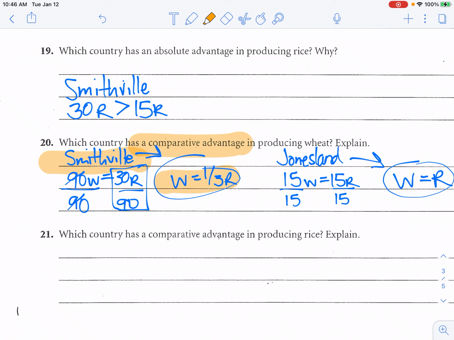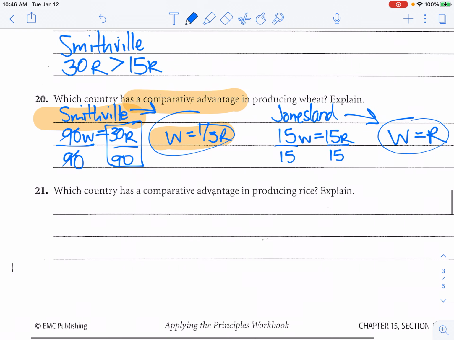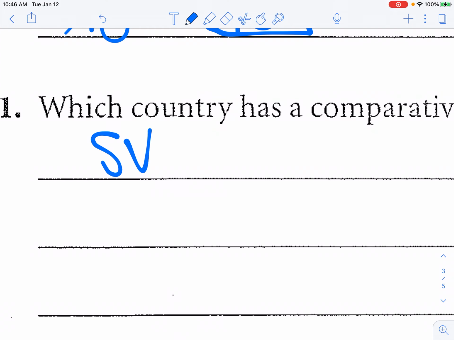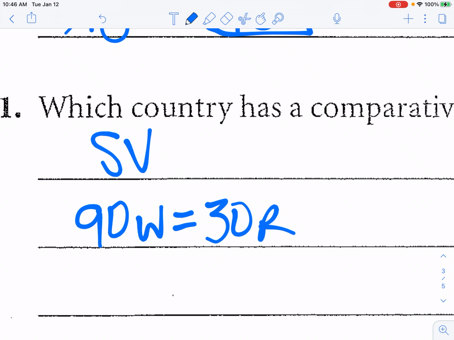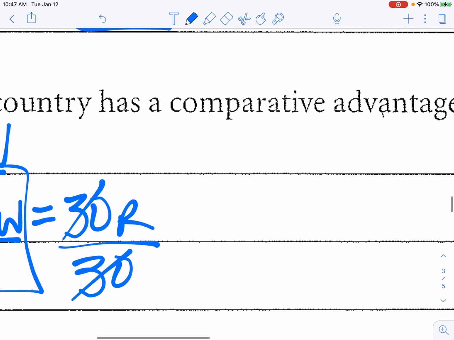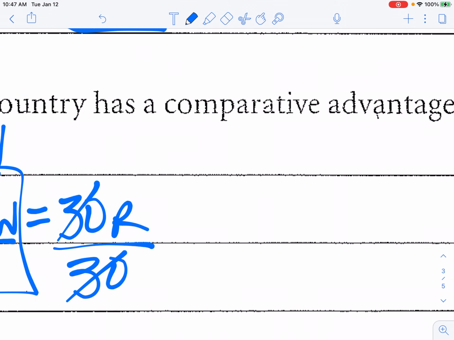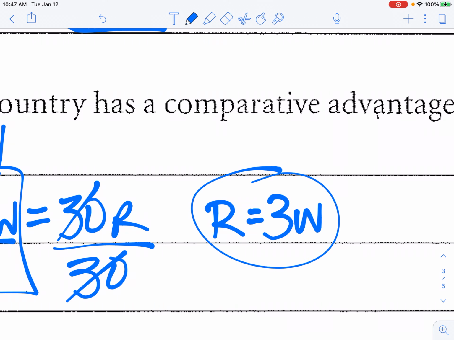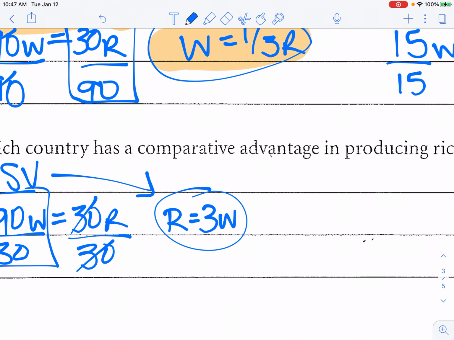So now we can look at the same question here, and which country has the comparative advantage in producing rice? Well, if we stay with Smithville being here, 90 units of wheat, the equivalent of 30 units of rice. We want to isolate rice, figure it out per unit. What does rice cost us to make? So these cancel out, and now we're left with 90 over 30, which is 3. So the unit of rice is the equivalent of 3 units of wheat. That's pretty costly for Smithville.